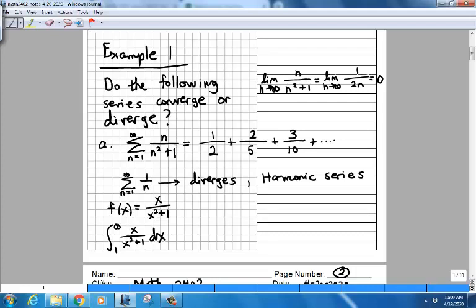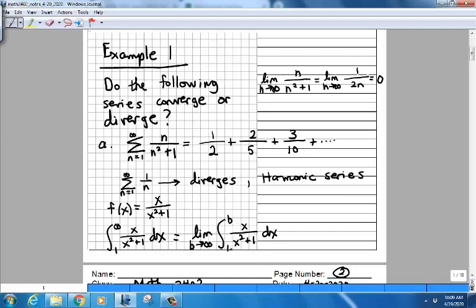All right, so we have to do it now. Let's compute this improper integral. Now we're pretty skilled at doing this. We have to convert this to a limit. So we'll take the limit as b goes to infinity of this definite integral from 1 to b of x over x squared plus 1.